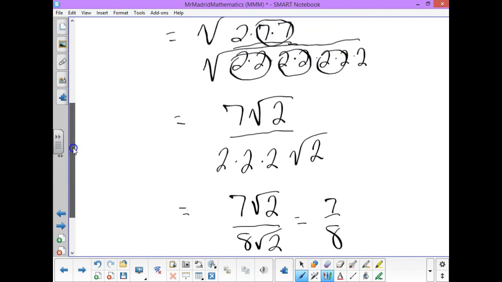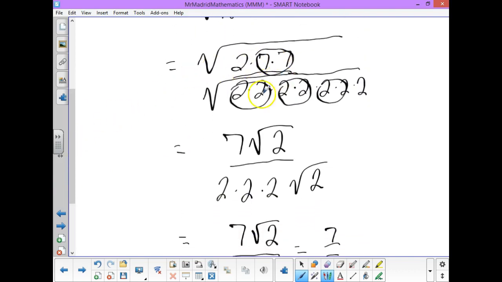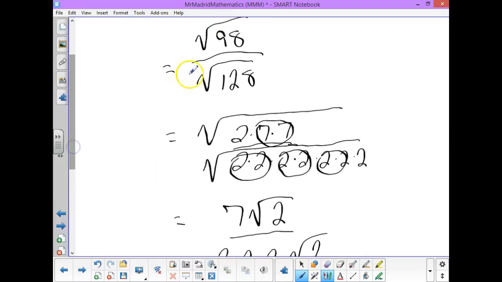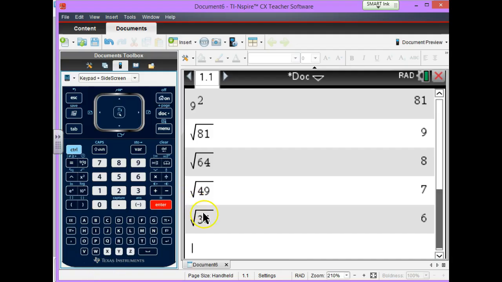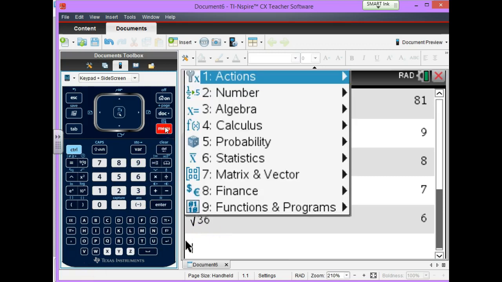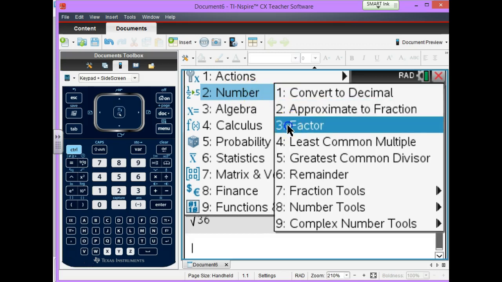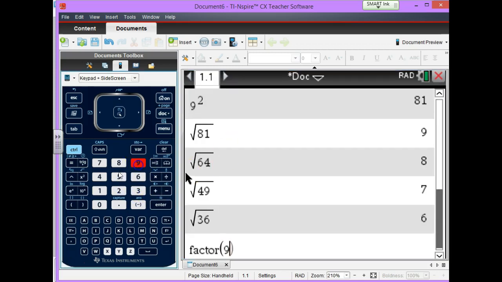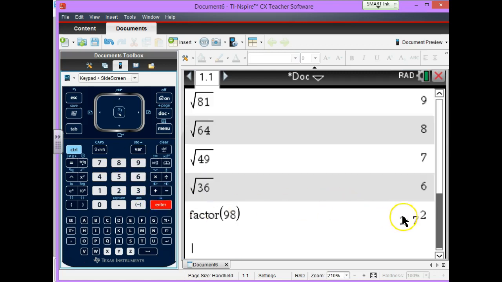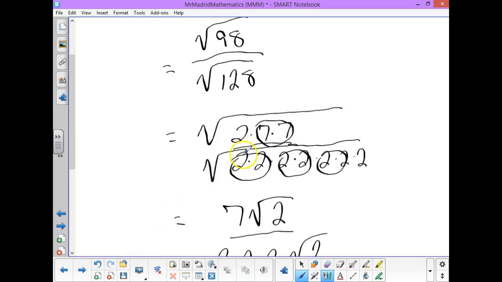Now, the only concern that you might have is some of this factoring, so let me show you what you can do. Okay, so let's go to the calculator. The numbers that I was working with are 98 and 128. So what's a quick way to do this, or maybe a way to check it? Alright, let me show you here, guys. You go to menu, I think it's numbers, and then factor. If I'm curious about the factors of 98, look what I get. I get 2, and then 7 squared, which is 2 times 7 times 7.